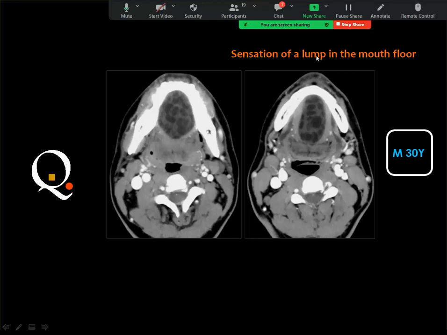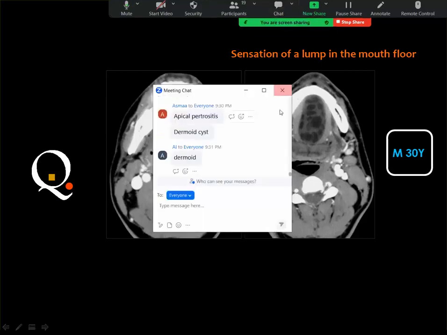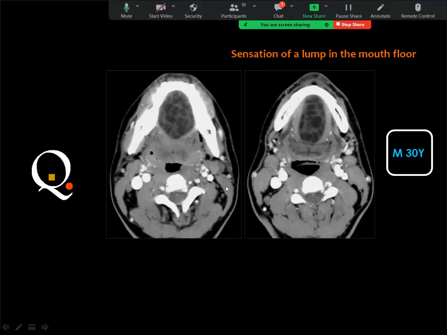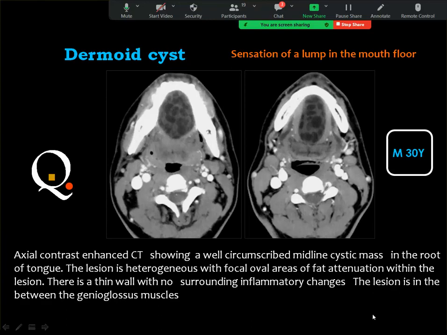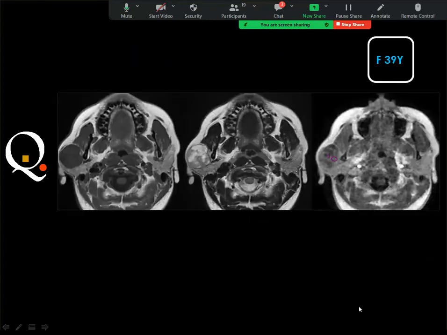The next case is a male patient, 30 years old, with a CT scan. Yes, and this is the classic appearance of a mouth floor dermoid cyst. This is the sac of marbles. You see a lesion in the floor of the mouth and the globules of fat. The diagnosis is dermoid cyst of the floor of the mouth.